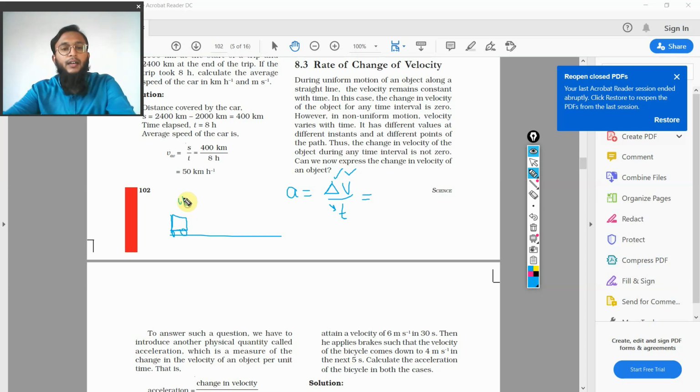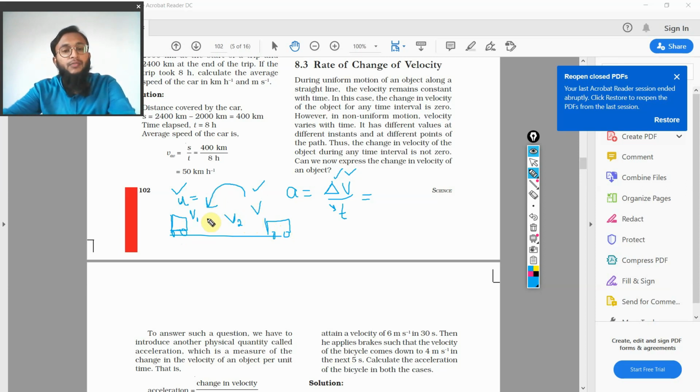This u here is the initial velocity, right? And the car is now moving with some different velocity. This velocity is called the final velocity. So either you name it as initial and final, or you can represent it as v1 and v2 as well. But always remember, to find the acceleration of the car, the velocity change, we must subtract the initial velocity from the final velocity, right?